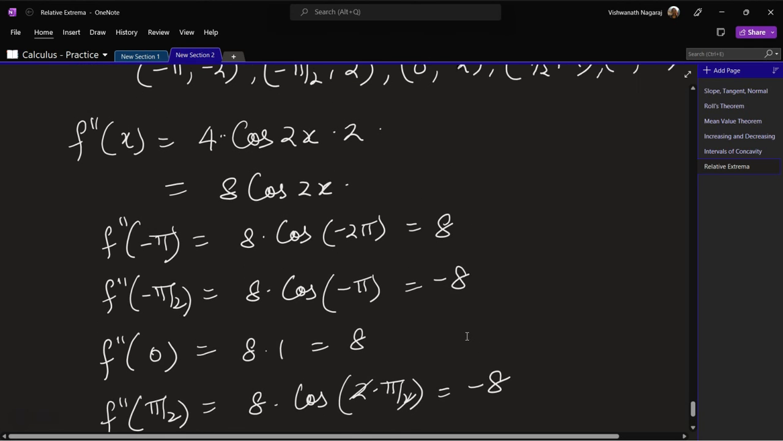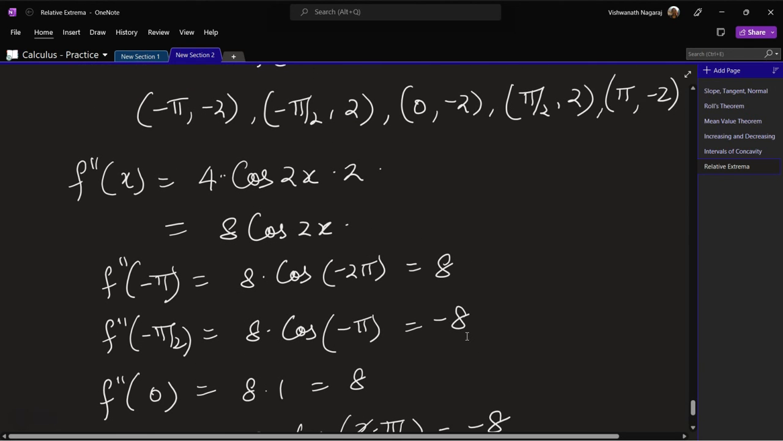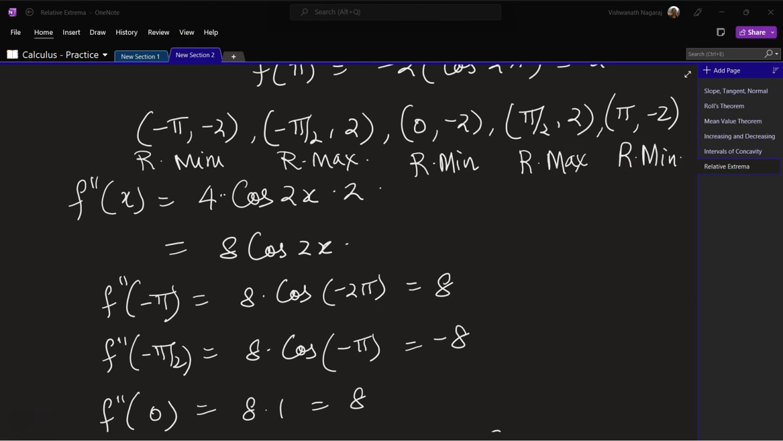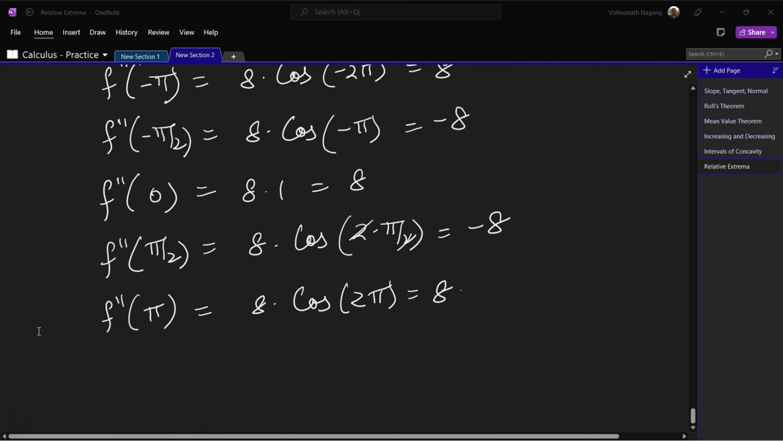So based on this, now we can say that this is going to be relative minima. This is going to be relative maxima, because f double prime is negative. This is going to be relative minima. This is going to be relative maxima. And this is going to be relative minimum. These are the relative extremas of this function.